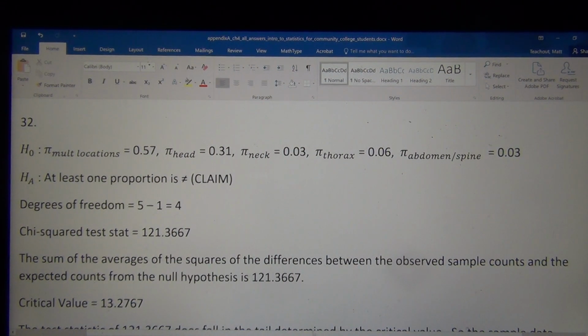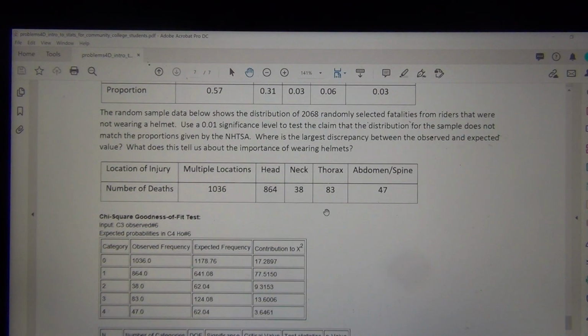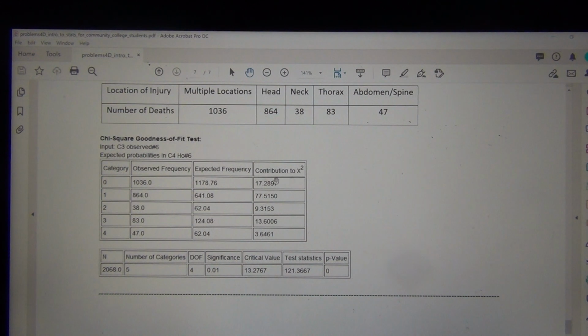All right, let's take a look at what they gave us, a StatCato printout here, which is good. So we have our observed counts and our expected counts. These are very interesting to me, especially with this kind of data. We expected 1,178 fatalities from multiple locations. We got 1,036, so it's lower. For head injuries, we expected 641 fatalities. We got 864. Now that's quite a bit above. We expected 62 fatalities for neck. We only got 38. We expected 124 fatalities from thorax. We only got 83. We expected 62 fatalities from abdomen, spine.